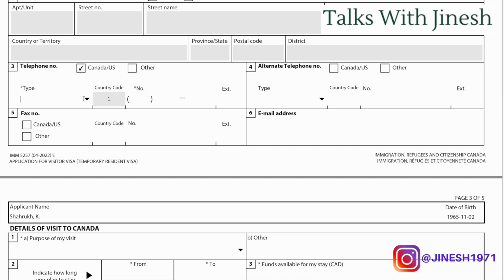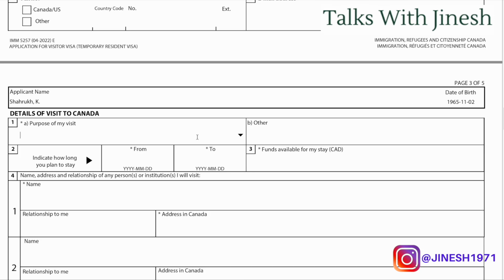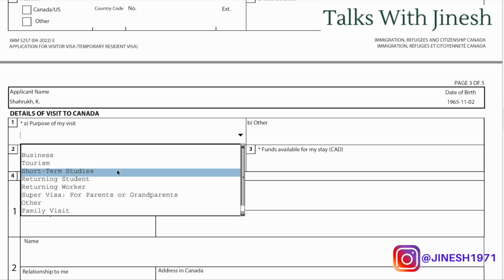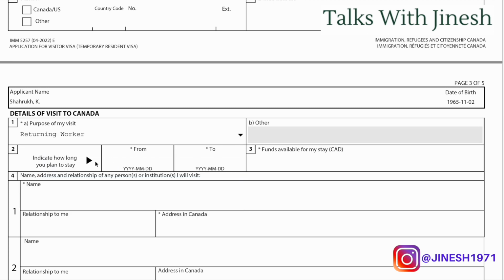Telephone number, this would be cellular. And you can leave these blank. I left mine blank. Purpose of my visit. This is going to be returning worker. How long you plan to stay. So this is the date that right from today when you're filling it out or when you're going to submit, from that day up until 3 years from then. Just an estimate is fine.